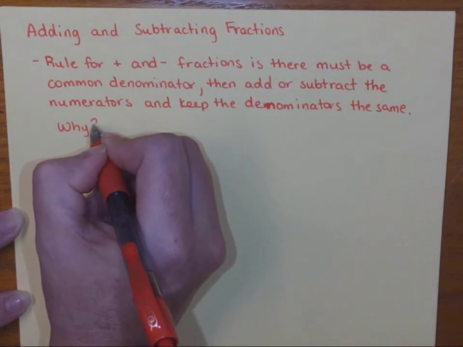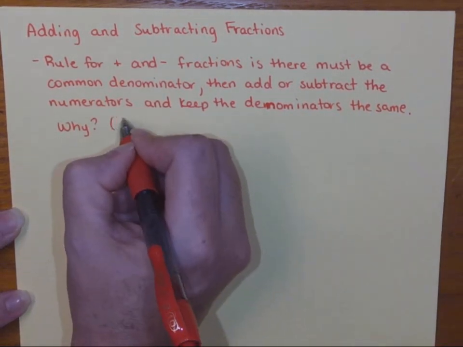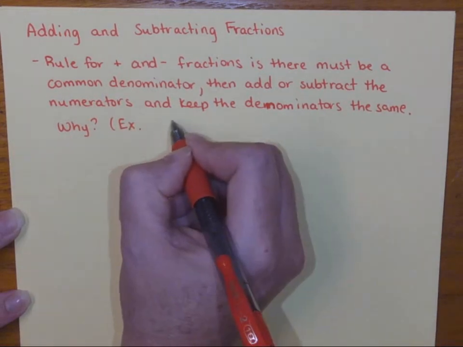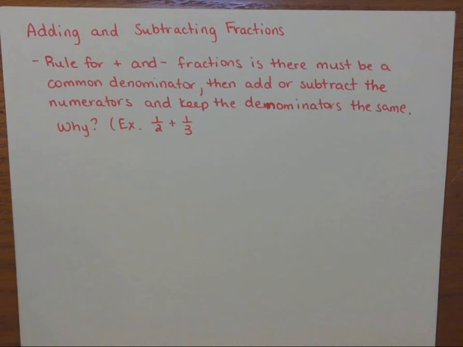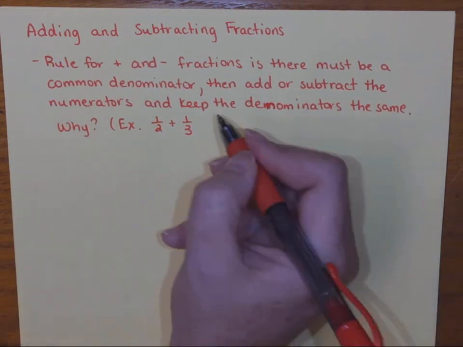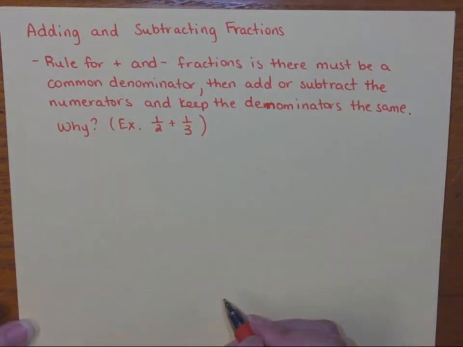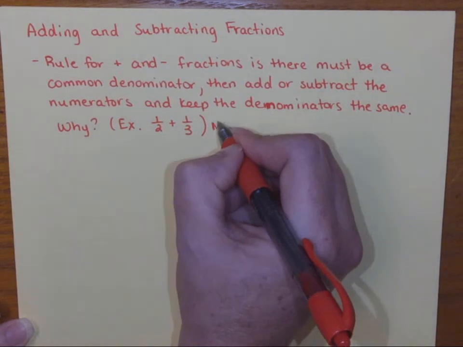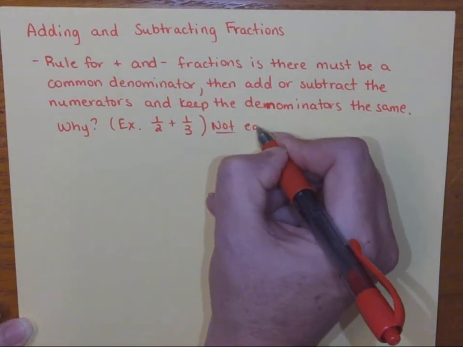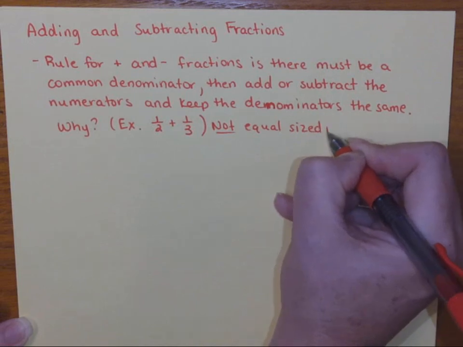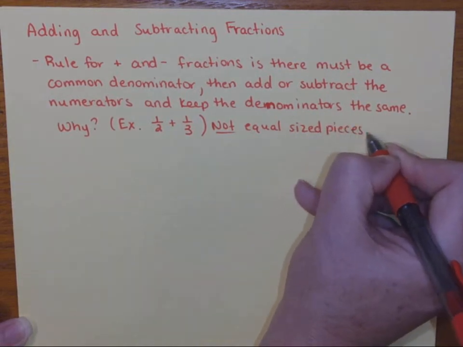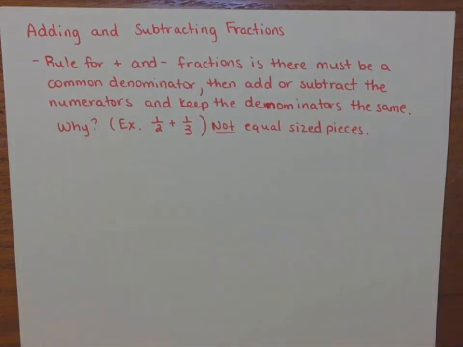So why do we even need to do something like that? Okay, so for an example, let's think about two common fractions. How would I add, say, 1/3 and 1/2 without doing something like this? Notice they're not equal sized pieces. So that's why I need a method like this.